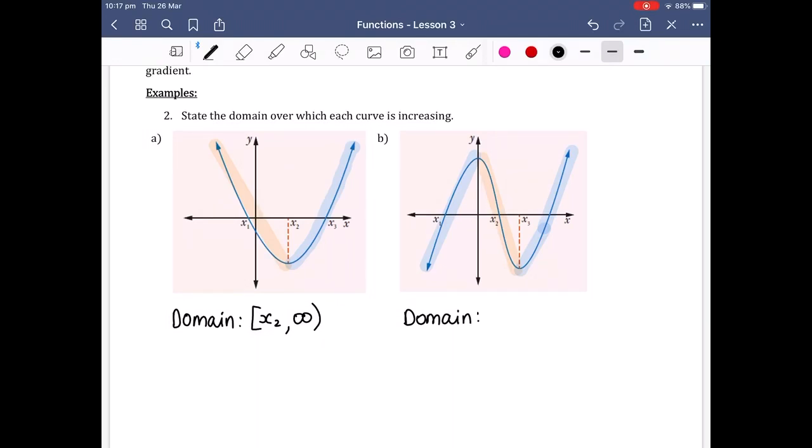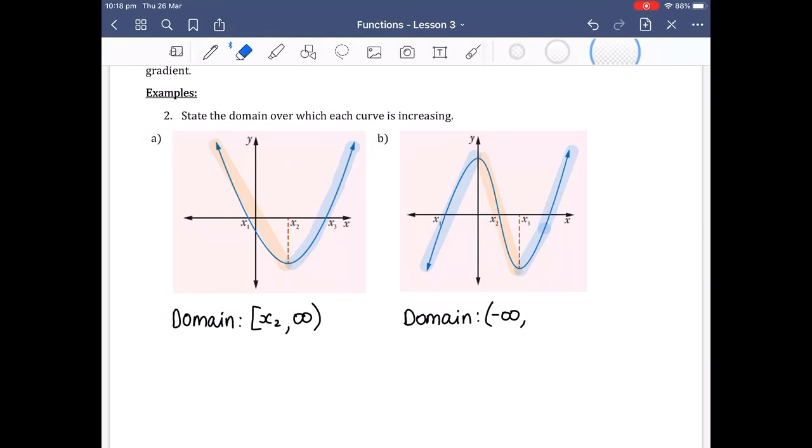So we're going to have two different domains that we're going to write down. Our first bit of increasing is going to be from negative infinity all the way up to 0, including 0. And then it's going to be from x3 all the way up to infinity. So it's just not going to be between our 0 and where our x3 is.